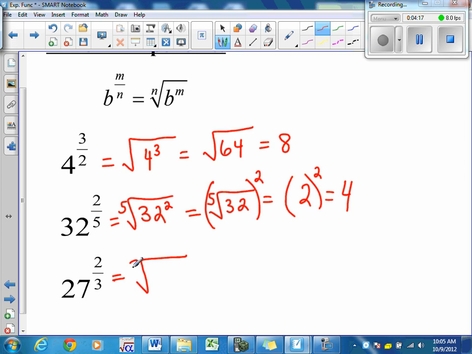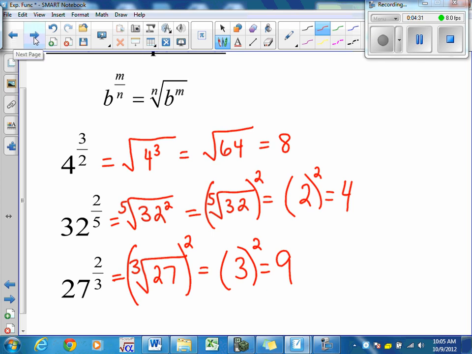For example here, the cube root of 27, squared, is 3 squared, or 9. And we've done these before. I think we actually used these same slides earlier when we started the year talking about exponents.